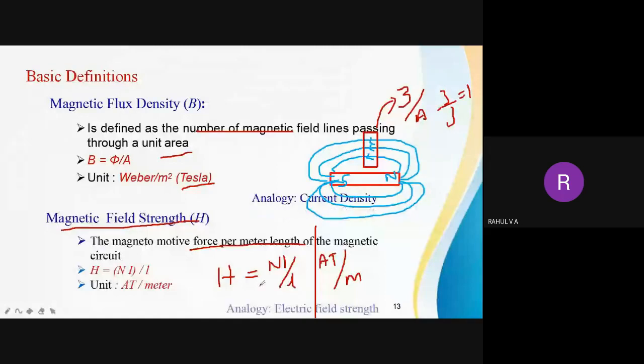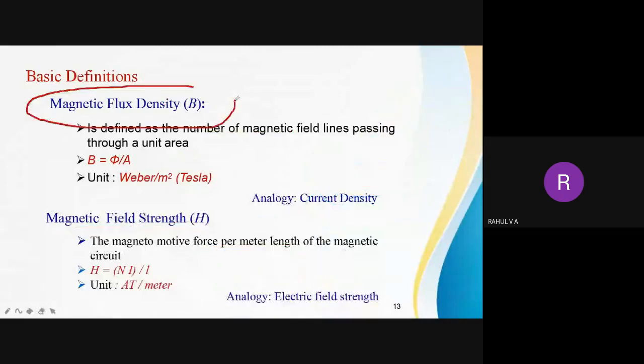Similarly, we have analogies here also. For magnetic flux density, we have current density. For magnetic field strength, we have electric field strength.